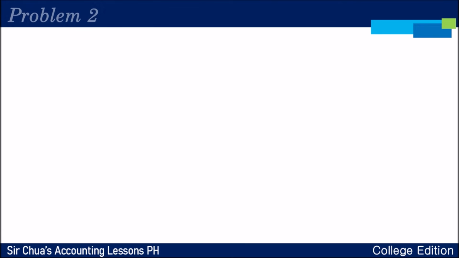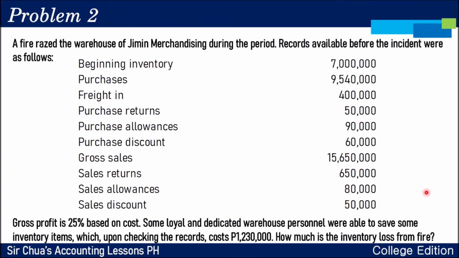Okay, next problem tayo. Problem number 2. A fire razed the warehouse of Gym and Merchandising. Fire! Joke lang. Okay. During the period, records available before the incident were as follows. So, binigyan po tayo ng income statement elements bago nagkasunog. Siyempre, bago nagkasunog, yan yung kanilang balanse, di ba? Alangan naman nakapag-record ka pa habang nasusunog. Okay? Gross profit is 25% based on cost. Oh, tingnan nyo mabuti ha. Yung problem natin ngayon, based on cost.